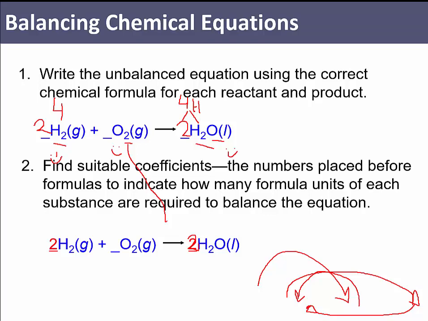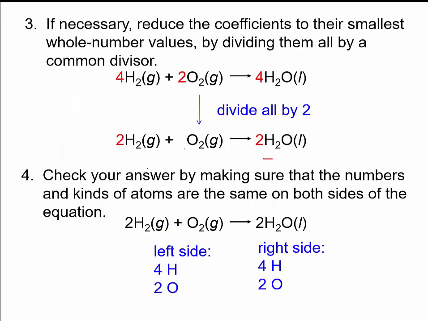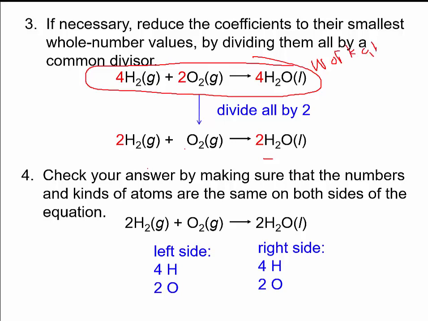Okay? If it is necessary, so if necessary, you can reduce the coefficients to their smallest whole number values by dividing them all by a common divisor. We kind of want those things to show up as a small whole number ratio, so that your smallest guy has a coefficient of 1. But all right, you can work with that. That is a balanced chemical equation. It's just not the most elegant version, right? So you want to give me the pretty one.